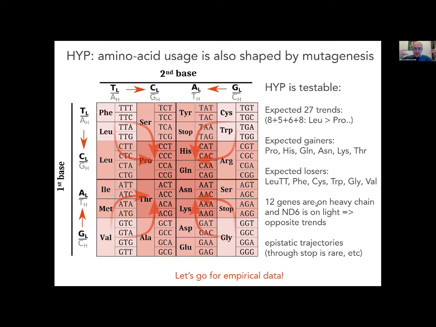So mRNA of all these genes will be equivalent to the light chain, the reference chain, which we discussed now. But one gene, ND6, is coded on the light chain. So its RNA will be identical to the heavy chain, so opposite. That's why we have one gene where all these arrows will be completely opposite, so we can use it as a proof of principle. So let's go for empirical data.